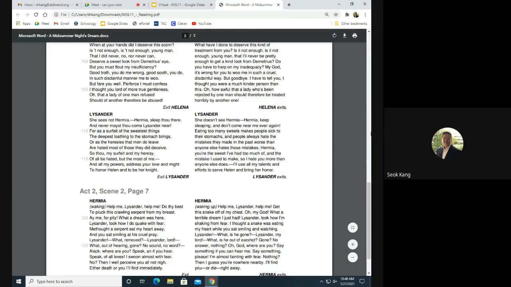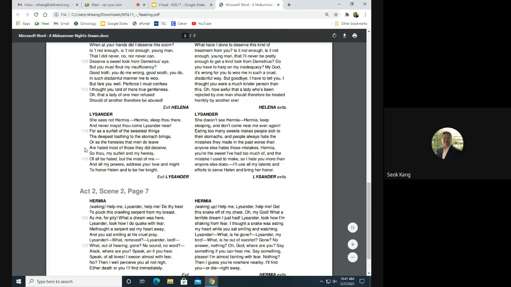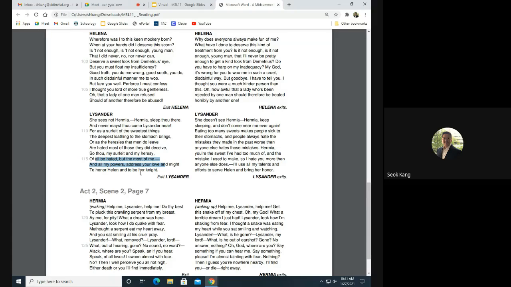He goes, for as the surfeit of the sweetest things, the deepest loathing to the stomach brings, whereas the heresies that men do leave are hated most of those that they did deceive. So therefore my surfeit and my heresy of all be hated, but the most of me, and all my powers address of your love, a might to honor Helen and to be her knight.